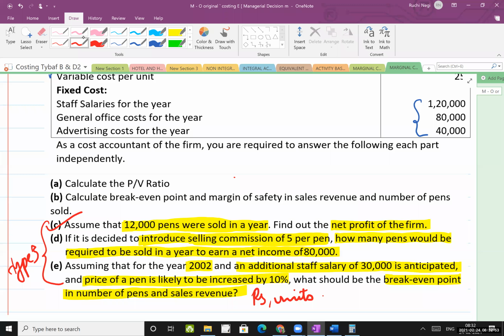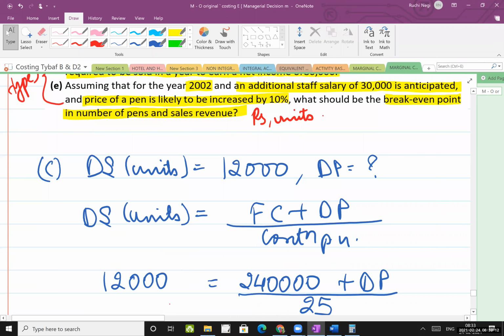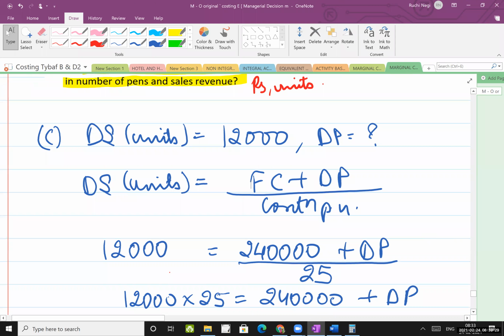the formula. That easy way is this: your units sold, what you call future, so this is called desired sales in units, and you have to calculate desired profit. Use the formula of desired sales in units. In desired sales, fixed cost is paid and profit is earned. So the formula is fixed cost plus desired profit divided by contribution per unit. Solve this equation, ये तो cross multiply हो जाएगा.